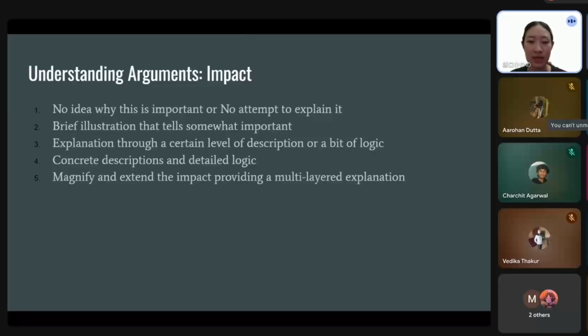The last level, the highest level, is to magnify and extend the impact, providing a multi-layered explanation. The multi-layered explanation is not giving just this, and this. It's giving several types of explanation, several types of impact, which seems also important.